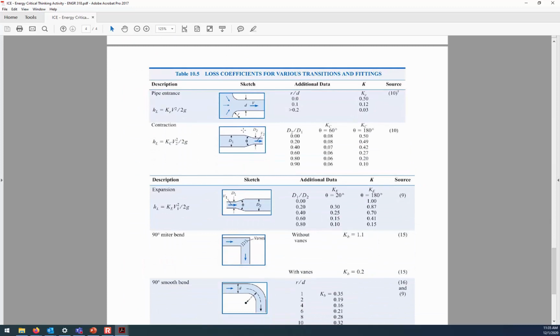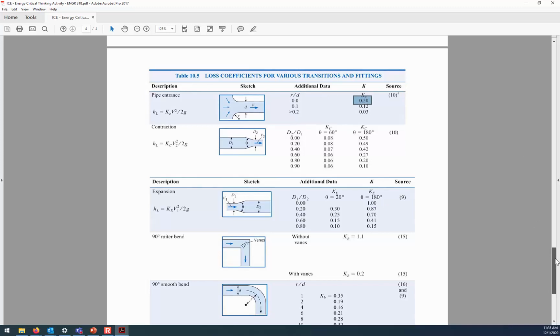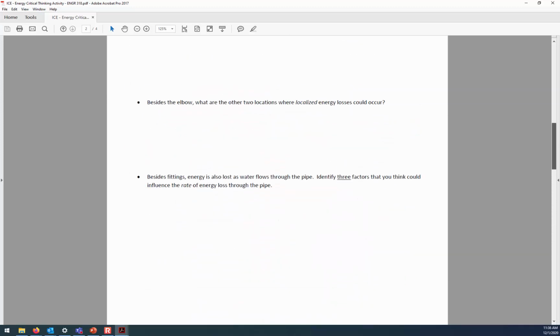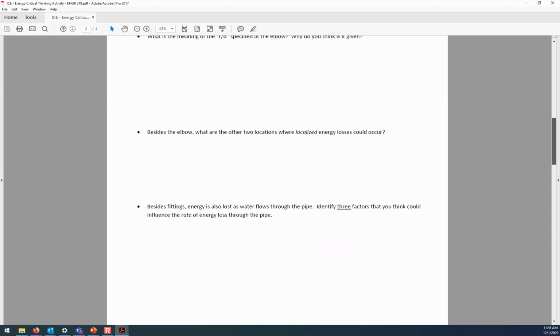is 1.0. So on the table here, an infinitely large expansion, the D1 to D2 of 0 gives you a K value of 1. And so if you've got this printed out, just maybe put a star next to that, but that's an outlet. And then the inlet, a pipe entrance where you have a radius of curvature of 0, it's 0.5 for the inlet. Now those K values, I'll show you in just a moment how you apply those in the energy equation.